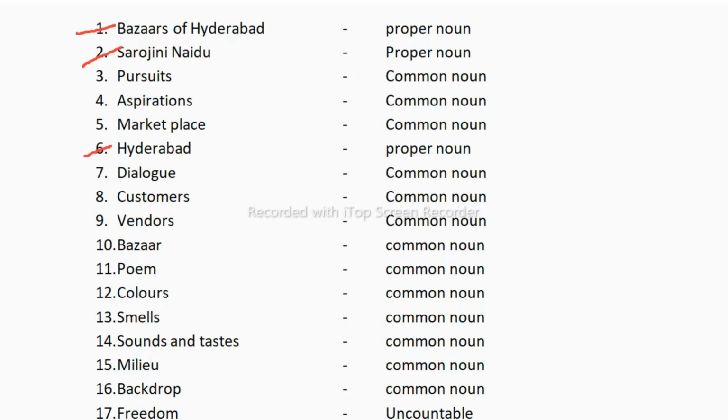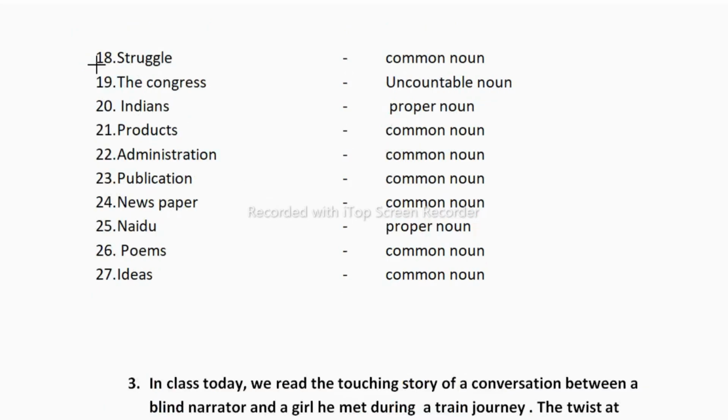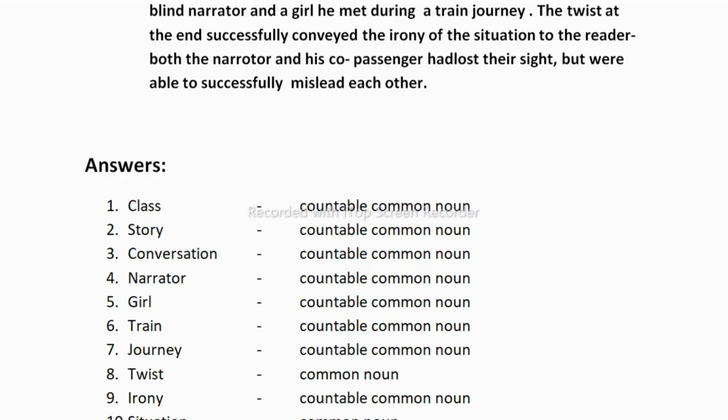And freedom is an uncountable noun. Now here the rest of the words. Struggle, which is a common noun. The Congress, which is an uncountable noun. Indians, which is a proper noun. Products, administration, publication, newspaper, these all are common nouns. Naidu, because it names a specific person, that's why it is a proper noun. Poems and ideas, these are common nouns. Ideas are actually abstract nouns, which come under common nouns. Now let us read the third passage. So the third passage is: In class today.